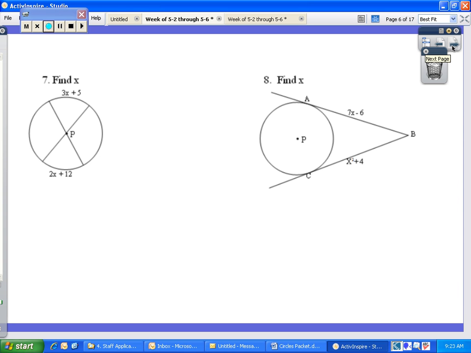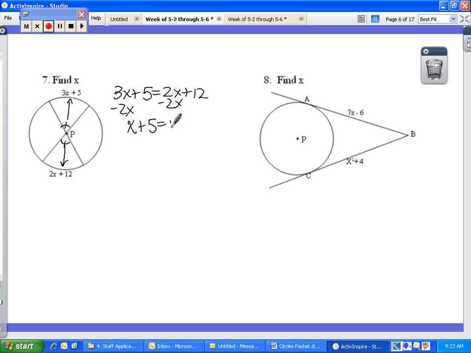Okay, number 7, find x. These are two central angles, and they are also vertical, so I know that those two angles are congruent, which means that the intercepted arcs are also congruent. So 3x plus 5 equals 2x plus 12. Solve the equation for x, and x equals 7.